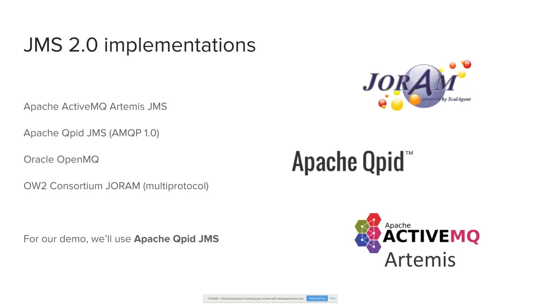JMS 2 has been around for almost 6 years now, so there are a number of implementations available. In this example, I'm using Apache Qpid JMS. That one underneath, it uses the AMQP 1.0 protocol. That's a standard protocol that works with a bunch of different servers and other clients. And so it's kind of standard at two levels, right? So you've got the JMS standard at the API level, and you've got the protocol standard AMQP running underneath.